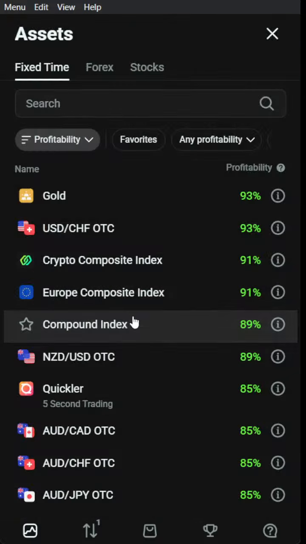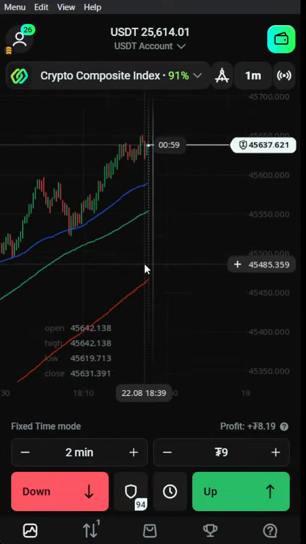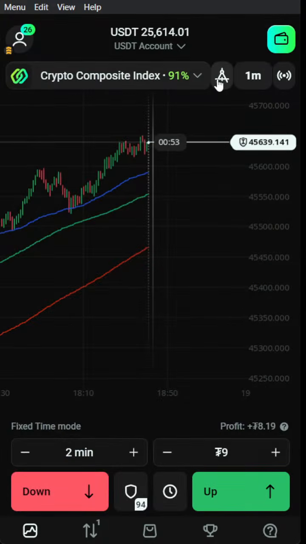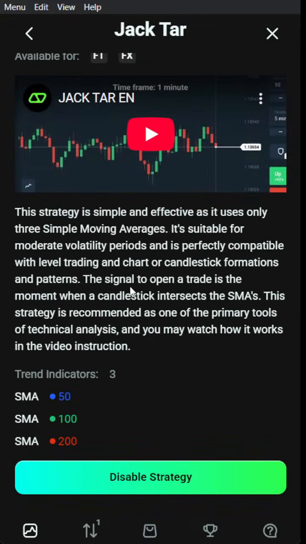So always remember, the trend is the main thing over here. Once the trend changes, the color of the candle changes, it crosses the SMA. Because if you go back, guys, and you read it properly, the strategy clearly says the signal to open the trade is the moment when a candlestick intersects the SMA. Okay, intersection has to be there.